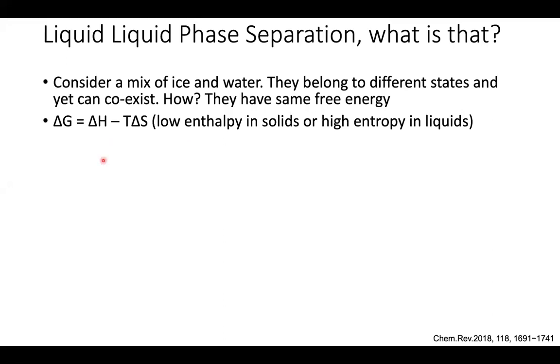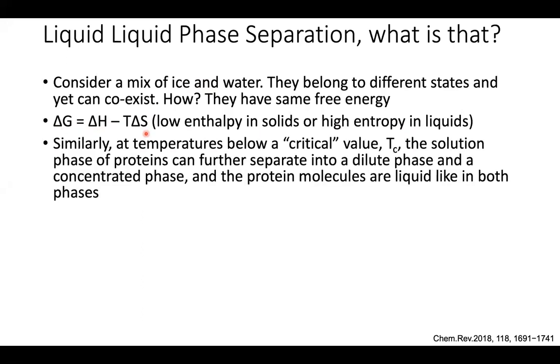So if you look at the equation, you can achieve a low value of the free energy in two ways. Either you decrease the value of H or you increase the value of S. So if you have a solid and a liquid state, a solid will have a low enthalpy and a liquid will have a high entropy. So either you achieve the low free energy via enthalpy or you achieve the low free energy via entropy. Either of them works. You can also see a similar thing in the case of proteins.